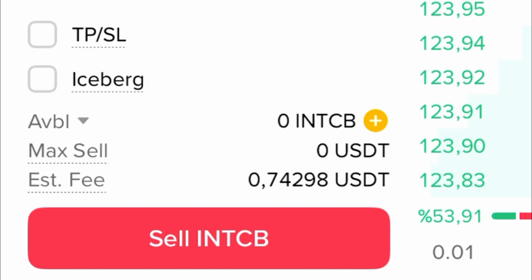Today I am going to show you how to trade bStock shares, which are essentially tokenized shares like Intel.